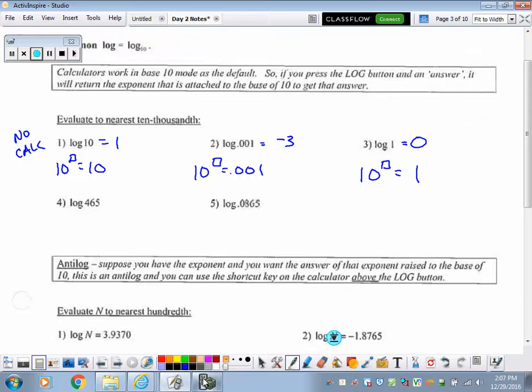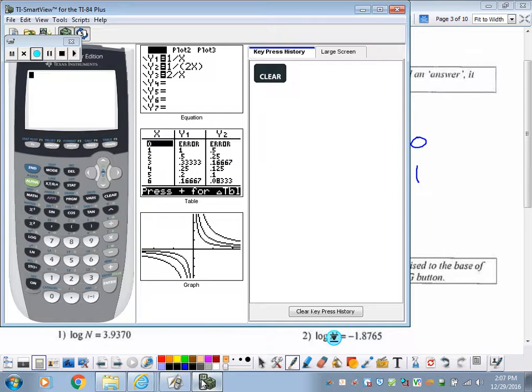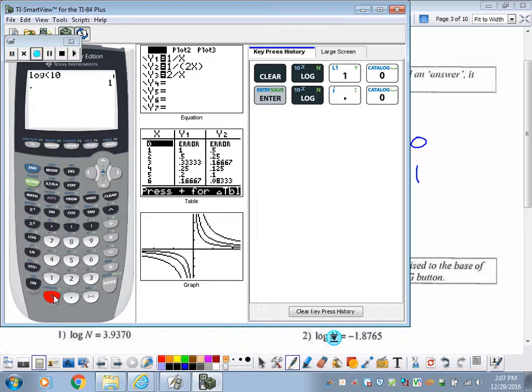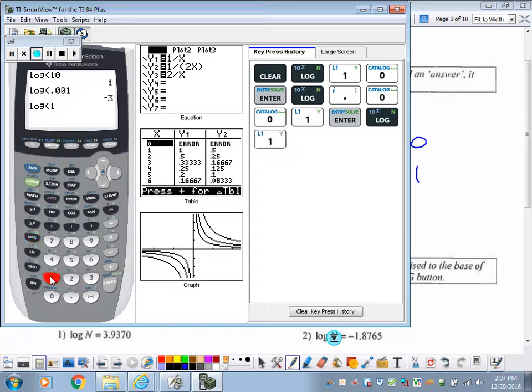And if you want to double check that to see how the calculator works, the log button is over here on the left-hand side. If I want to get log 10, it'll get 1. If I want to find out log 0.001, there's our negative 3. And what's the exponent to which I'm going to raise 10 to get 1? 10 to the 0.